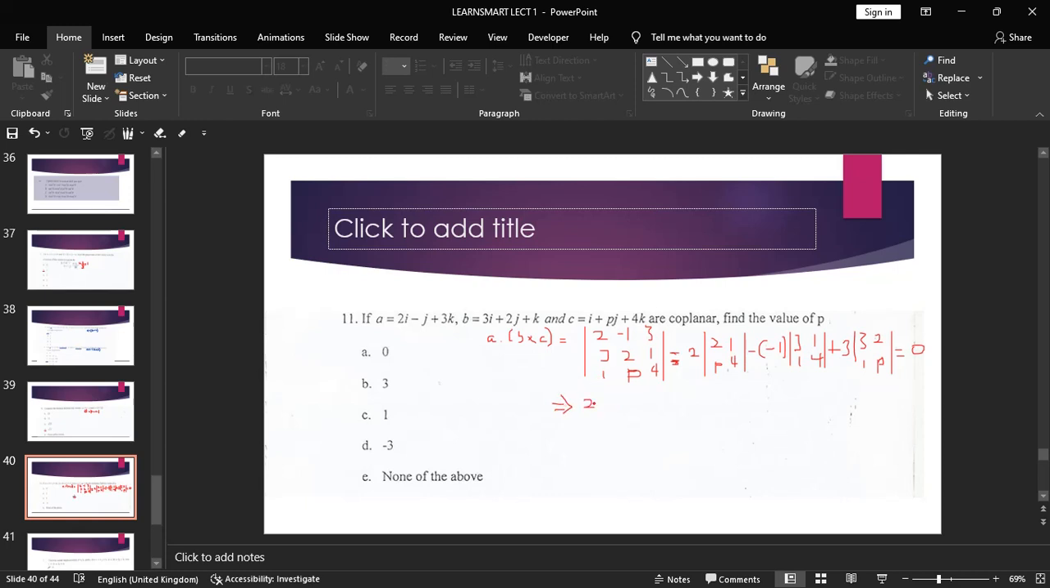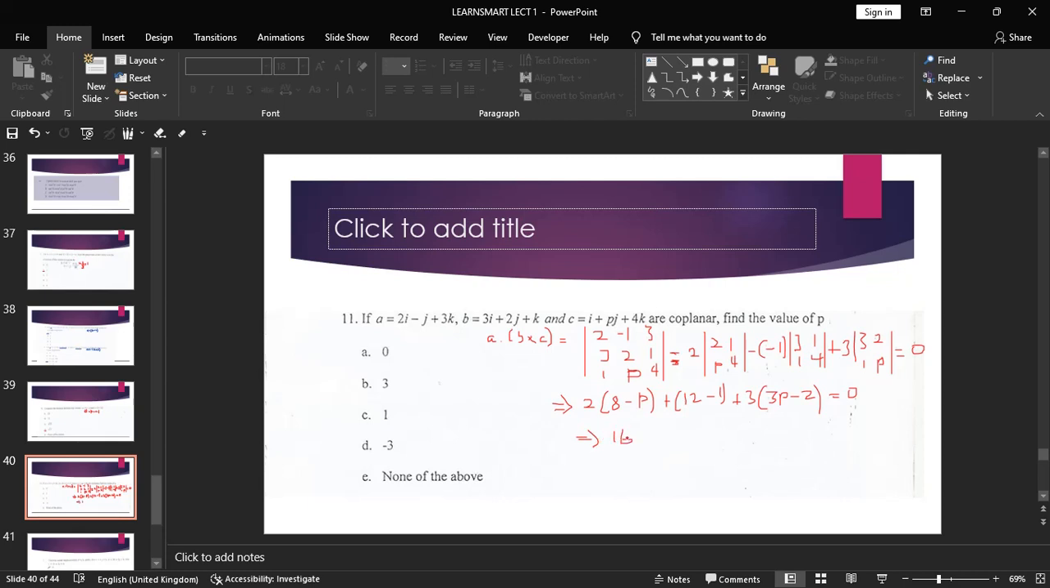So this will give us what? When you compute this, we have 8 minus P, plus this will give us 12 minus 1, and then plus this 3P minus 2. That's from here: 3 times P, and then 2 times 1 as minus 2. And then equate that to what? 0.